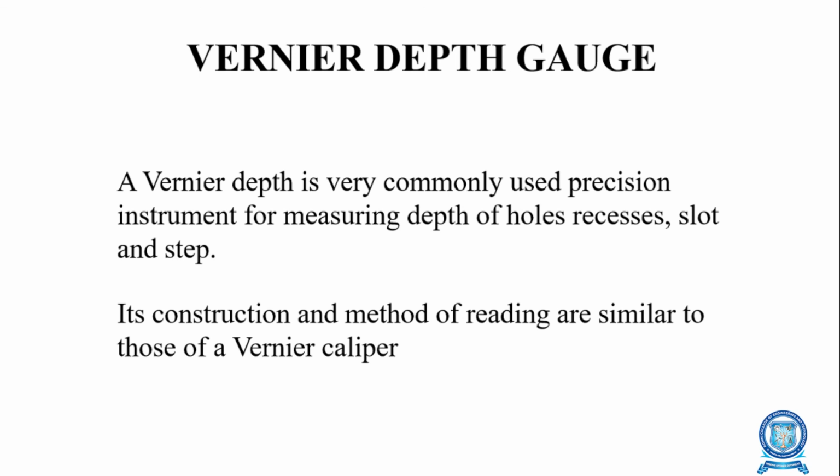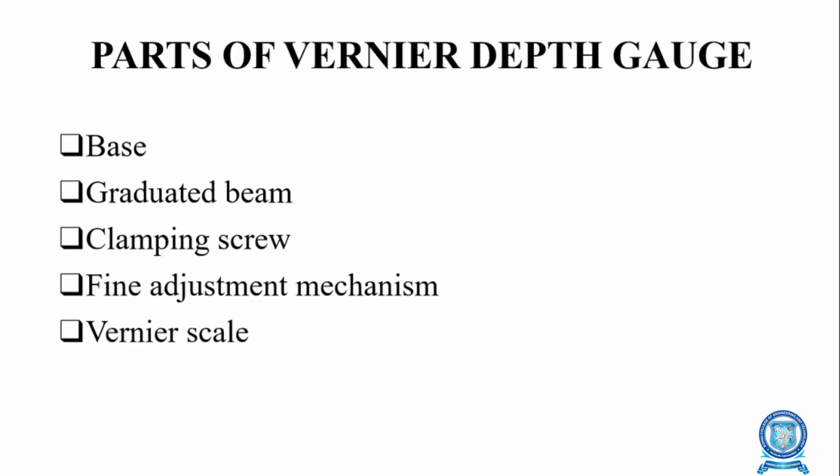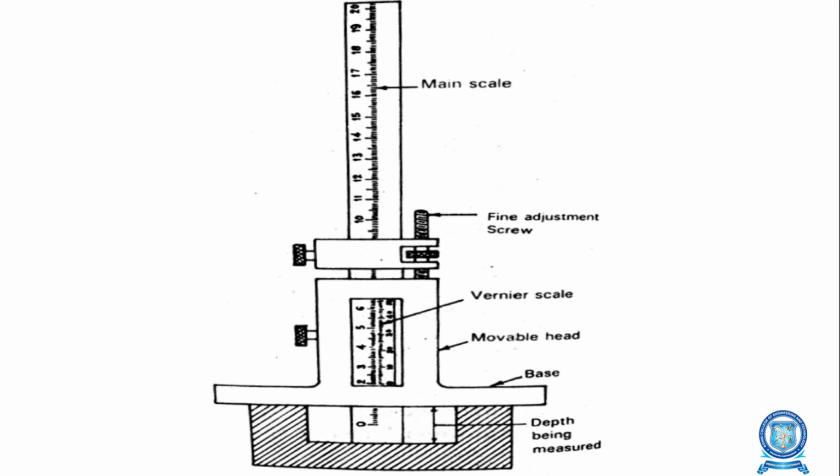Next one is the vernier depth gauge. Here the different parts of the vernier depth gauge are the base, graduated beam, clamping screw, fine adjustment mechanism, and vernier scale. This is the diagram of the vernier depth gauge. This is the depth being measured. This is the vernier scale, and this is the main scale, and there is a fine adjustment screw, movable head, and a base.